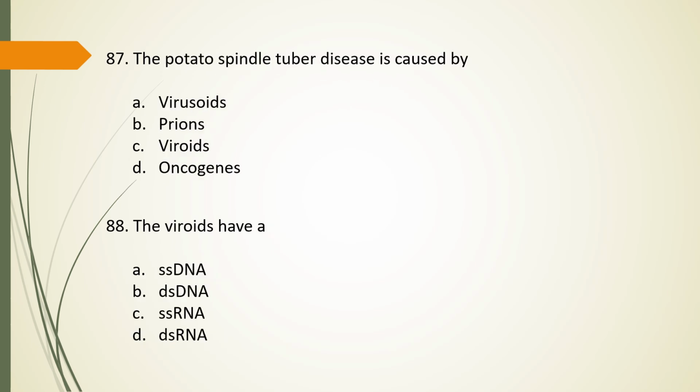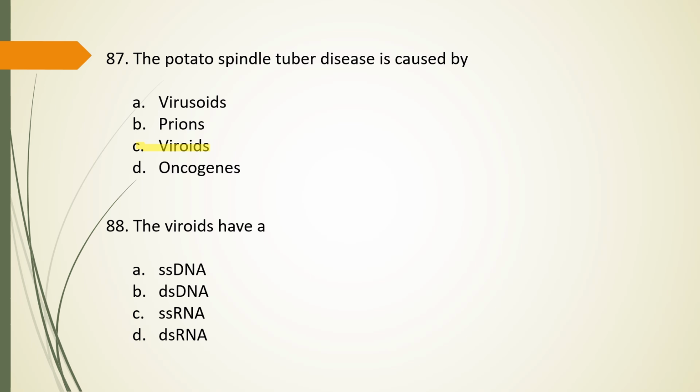Question number 87. The potato spindle tuber disease is caused by option A virusoid, B prions, C viroids, D oncogenes. The correct answer is option C viroids. Viroids are small circular RNA molecules that are a few hundred nucleotides long. They are the infectious agent that causes potato spindle tuber disease and other economically significant plant diseases.